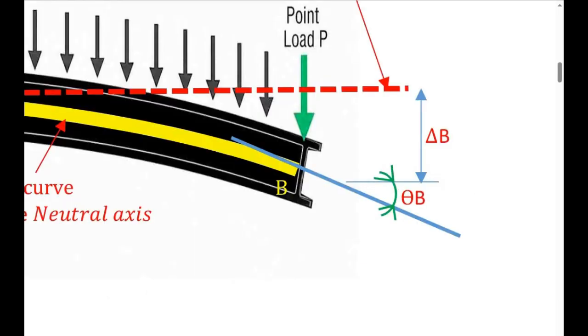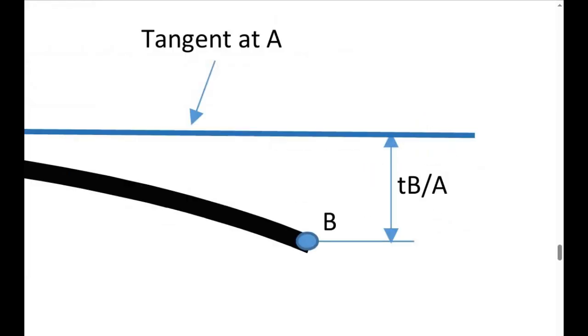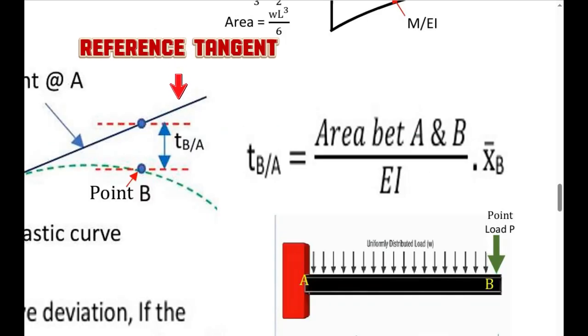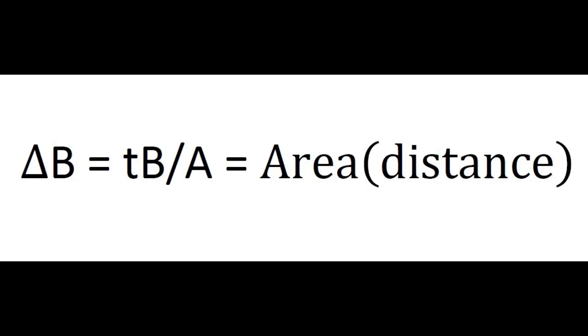For the deflection at the overhanging end, we will analyze once again the geometry of the elastic curve. We can observe here that from the reference tangent at A to the final location of point B in the elastic curve is a change in elevation that can be solved by applying the second theorem of the moment area method, which states that the distance from a reference tangent to the final location of the point is equal to the deviation, which can be solved by taking the product of area and a distance which is defined before. We will now solve for delta B, which is equal to the deviation of point B with respect to a tangent drawn at A, which is equal to area multiplied by the distance.